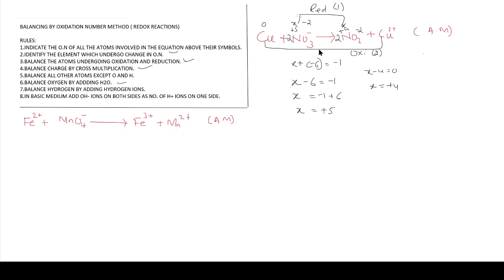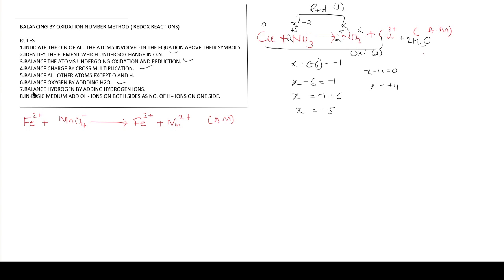It's the oxygen. See how many oxygen do you find here? 3 into 2, 6 oxygen we see here, and here 2 into 2, 4. Here 6, here 4. So how many water molecules should we add? It is 2 water molecules we'll have to add here. So it is 2H2O. Now you could see 3 into 2, 6 oxygen here, 2 into 2, 4 plus 2, total 6. So oxygen has been balanced here.